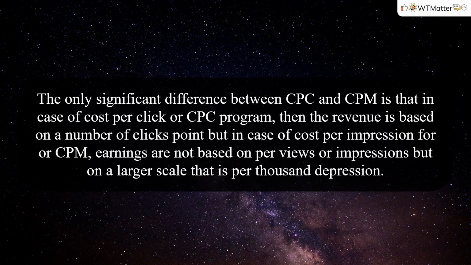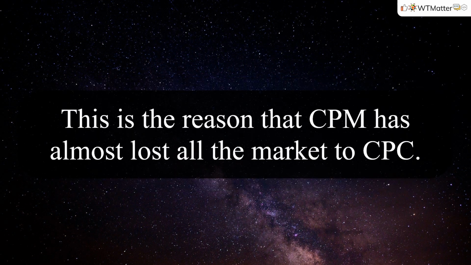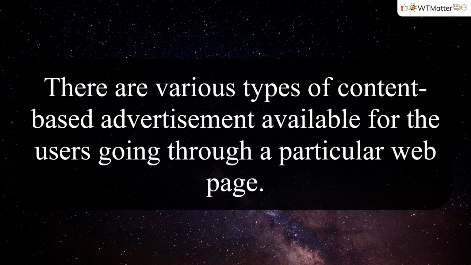The only significant difference between CPC and CPM is that in the case of the cost per click or CPC program, the revenue is based on a number of clicks, but in the case of cost per impression or CPM, earnings are not based on per views or impressions but on a larger scale, that is per thousand impressions. This is the reason that CPM has almost lost all the market to CPC. There are various types of content-based advertisement available for the users going through a particular web page.